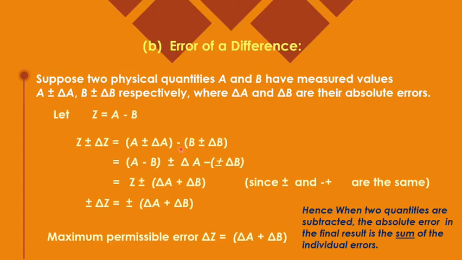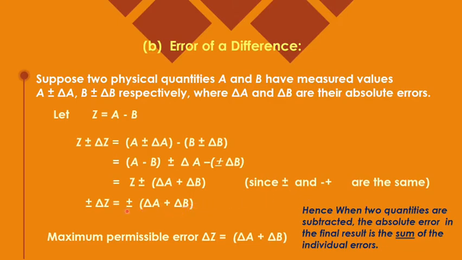Because of this minus sign, if I rewrite this equation, I am getting A minus B plus minus delta A minus of plus minus delta B. It means it can be written as minus plus. But again, A minus B is equal to Z, so I can write Z in place of A minus B. If I compare the values on the left hand side and right hand side, then again, whether I write plus first or negative first, the meaning comes out to be the same.